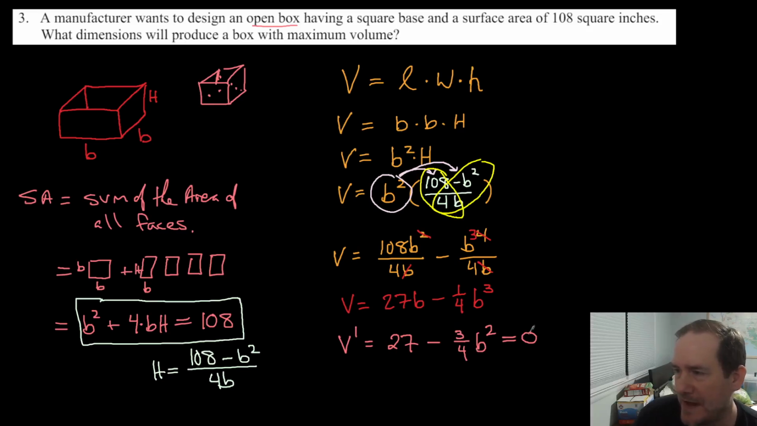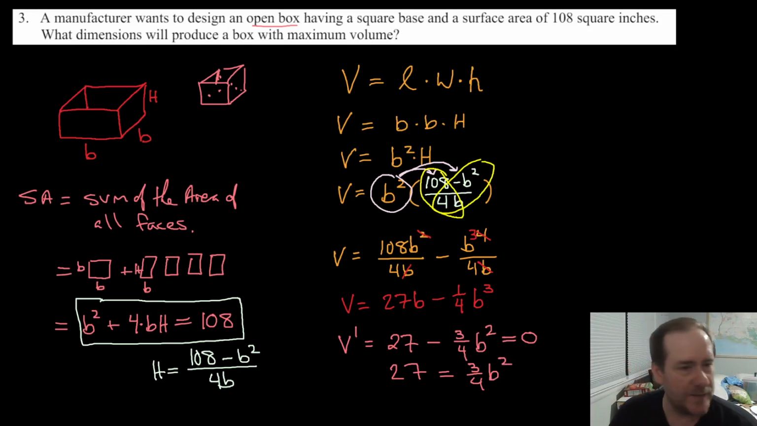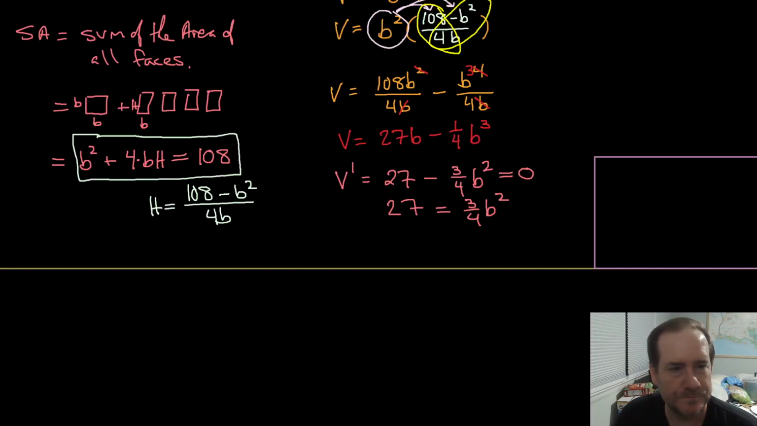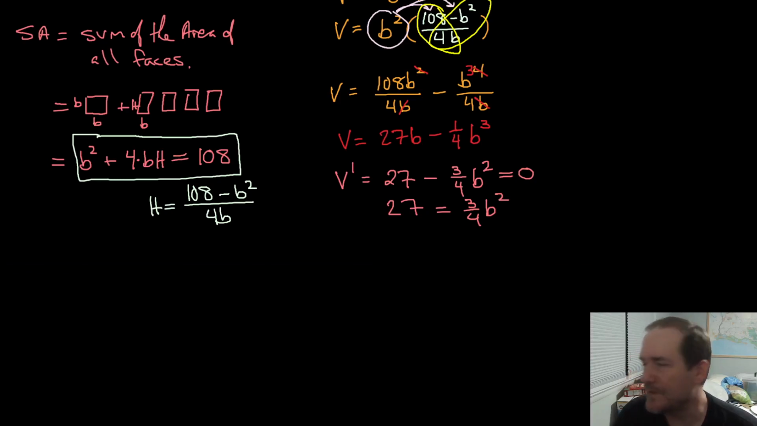To solve, I'll add the 3/4 b squared to both sides. So we get 27 equals 3/4 b squared. We're going to add the whole thing to both sides. And I'm starting to run out of space. That's fine. Okay.